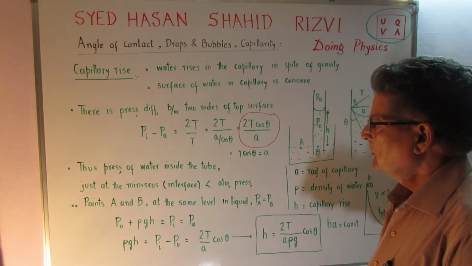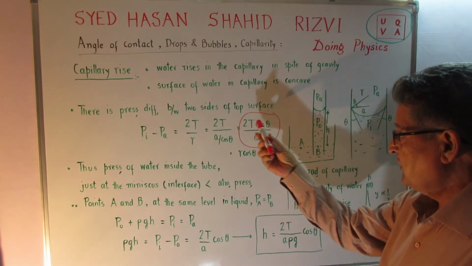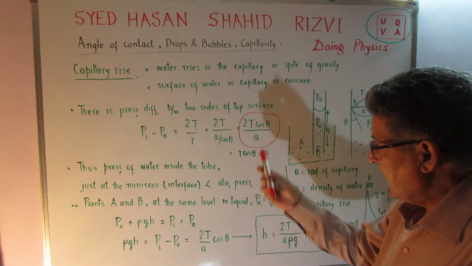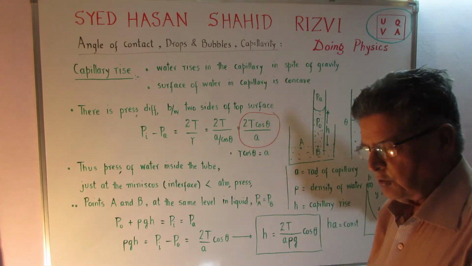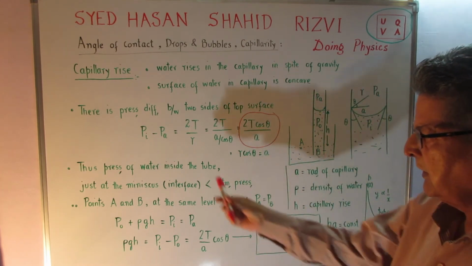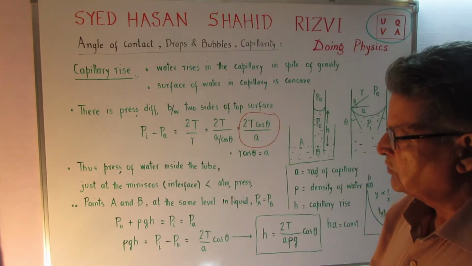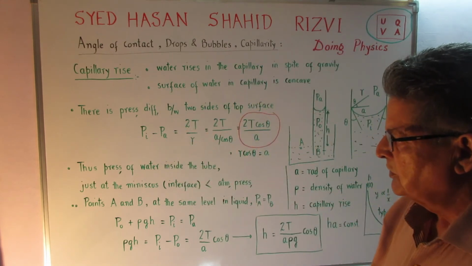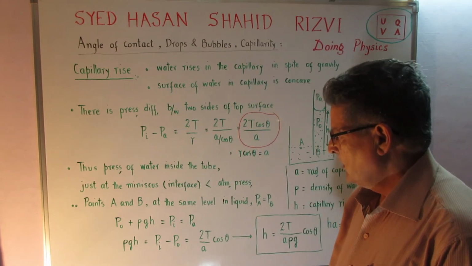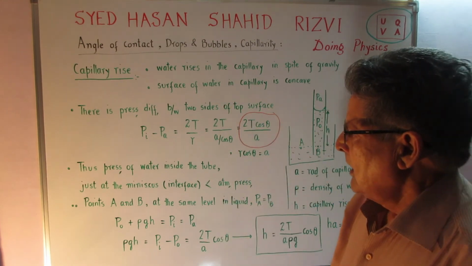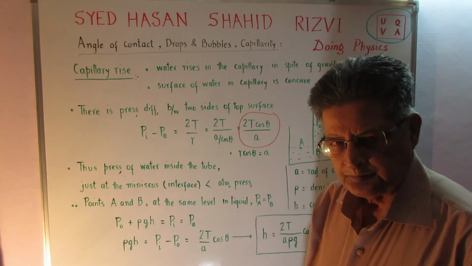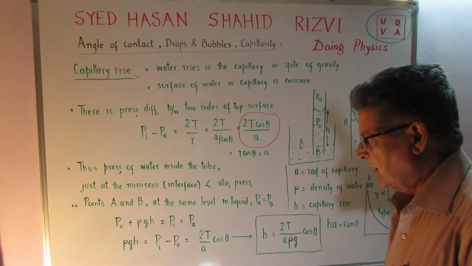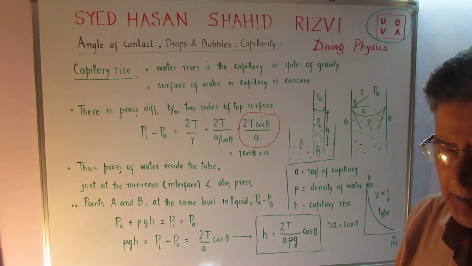See, you can check that T is in newtons per meter, and A is in meters, so this becomes newton per meter square, which is the unit of pressure. So we check that. Thus the pressure of water inside the tube, just at the meniscus, this interface which has been shown over here, is less than the atmospheric pressure.